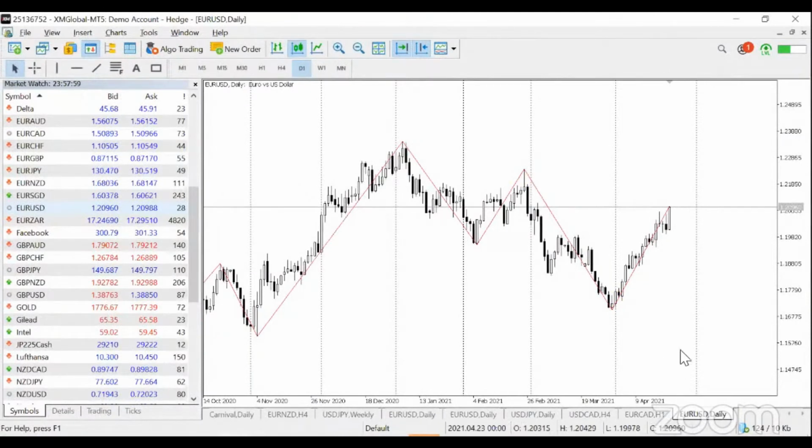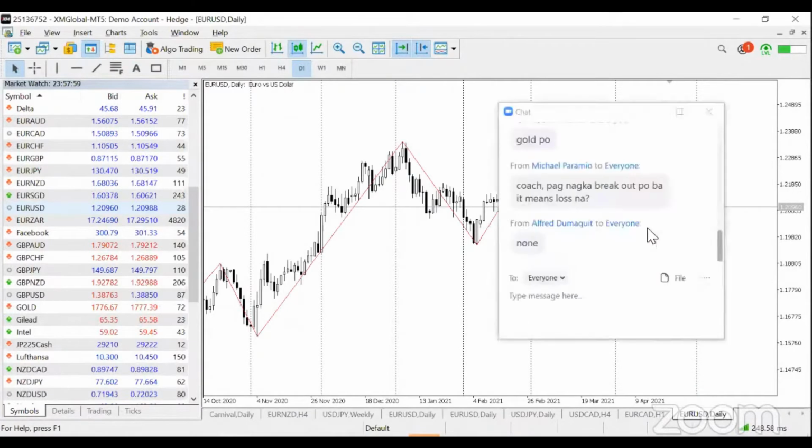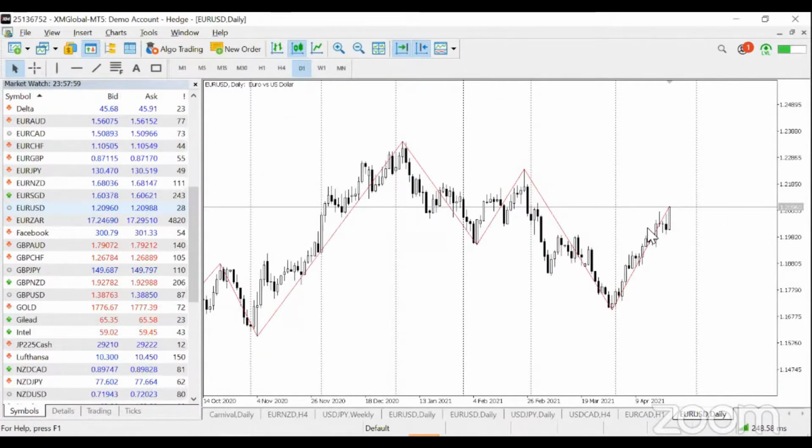Medyo tricky siya. Alright, good. So most likely, it's a downtrend. No? Bakit? Meron kang high, low, lower high. Pagbasag nito, that would be the start of your lower low. So meron ka ng lower high followed by lower low. That would be a downtrend.